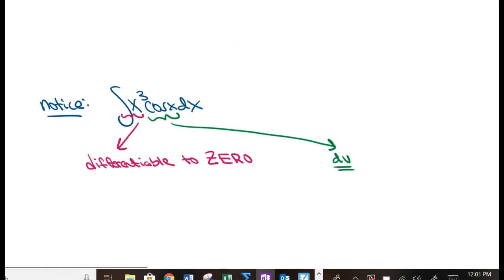So notice in the original integral, you have x cubed, which is differentiable to 0. This phrase means that if I keep taking derivatives repeatedly, so x cubed to 3x squared to 6x to 6 to 0, eventually I will hit 0. Not all functions differentiate repeatedly to 0. So e to the x, for example, is not differentiable to 0. Sine x is not differentiable to 0. So we have an entity here that is differentiable to 0.